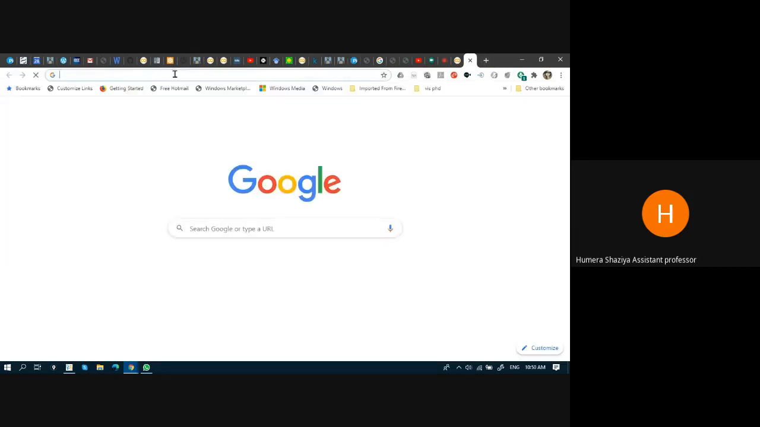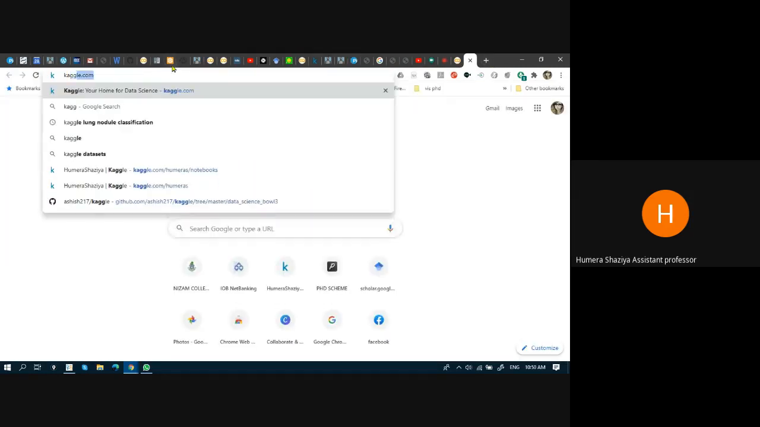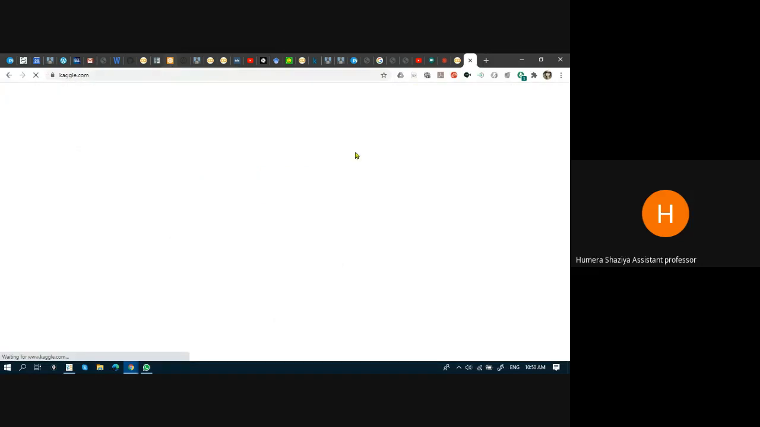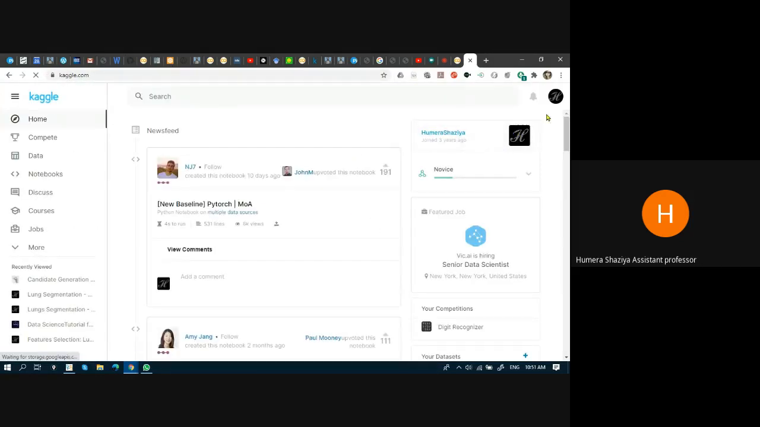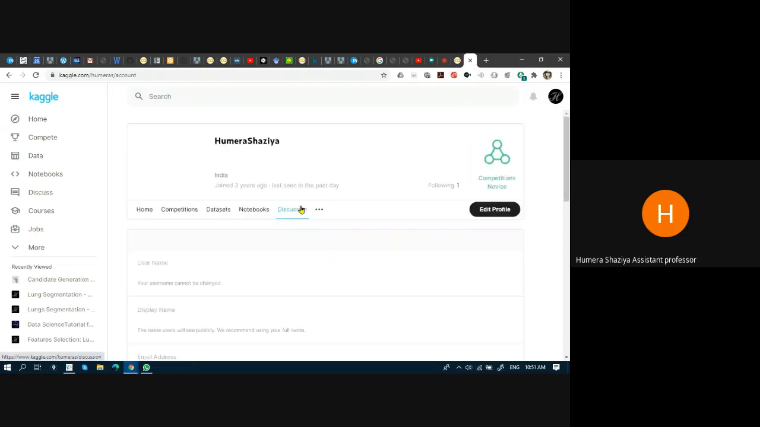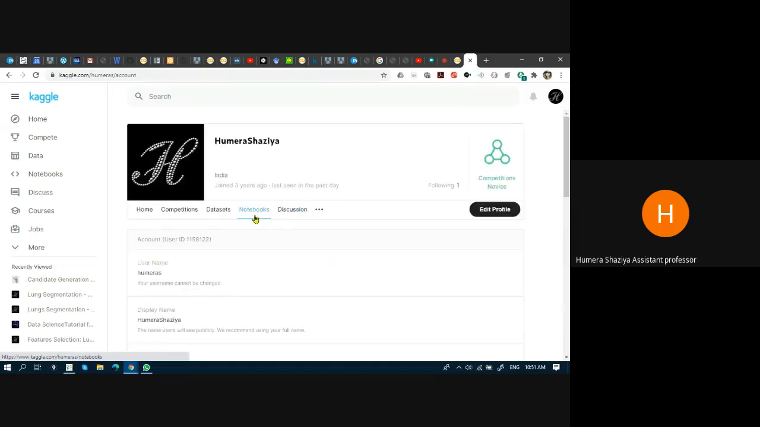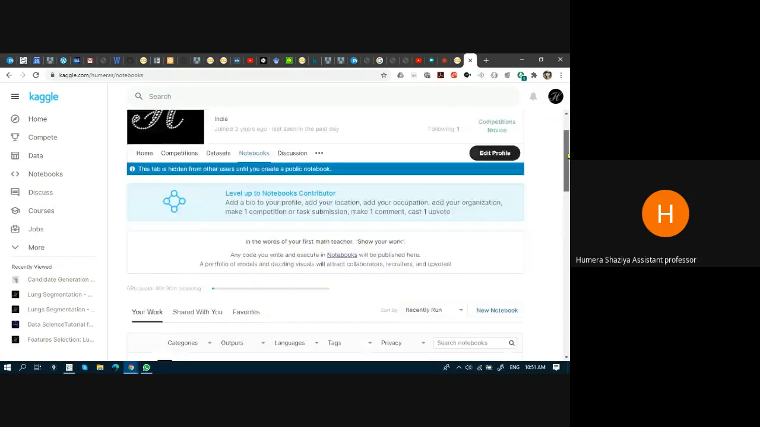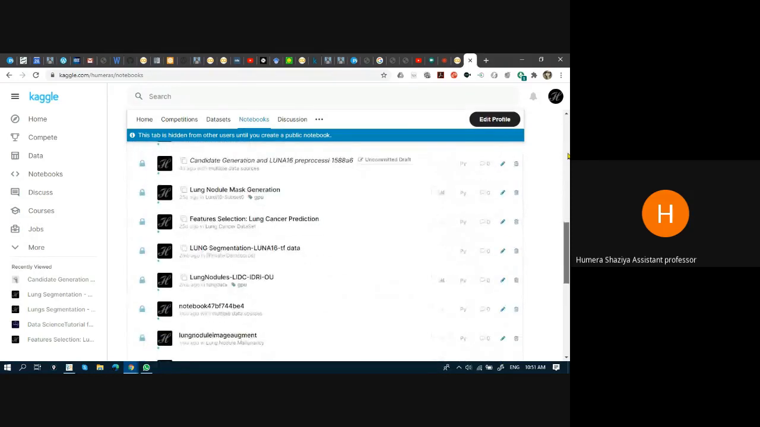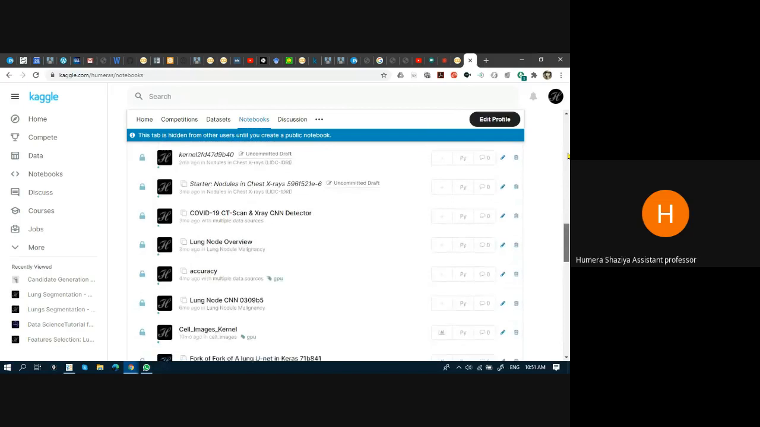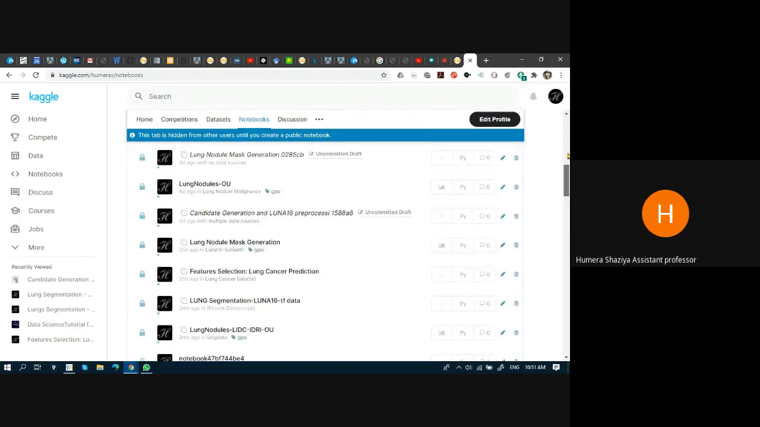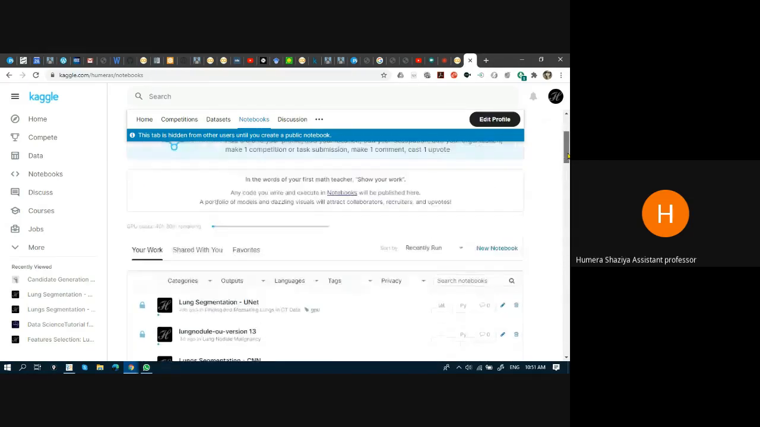Actually, in Kaggle we get here. I'll show you one more. Kaggle. Kaggle also gives you cloud storage and processing, free for limited use. This is my account. I have created some notebooks, and these are my notebooks. I will execute one notebook and show you.